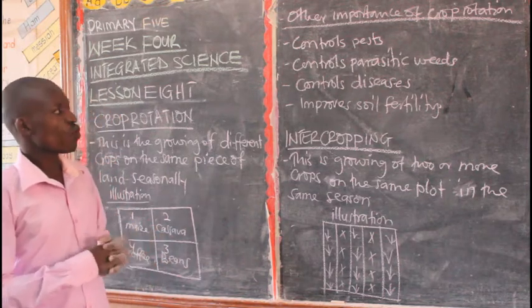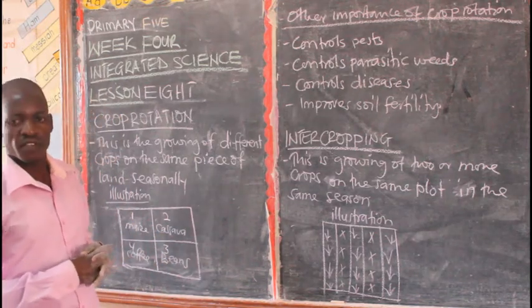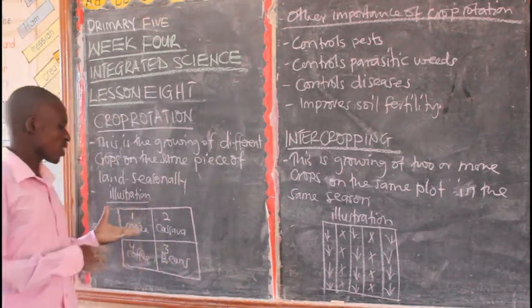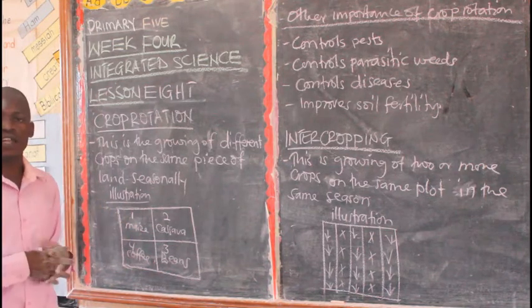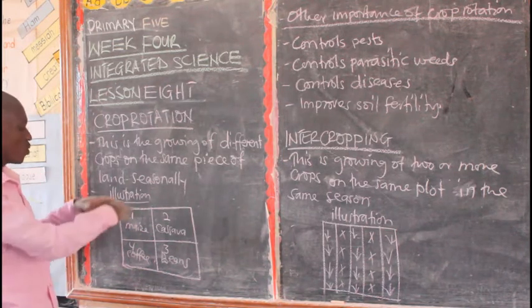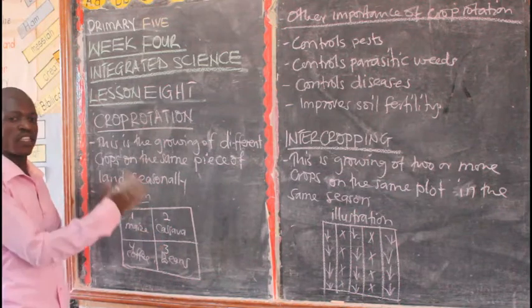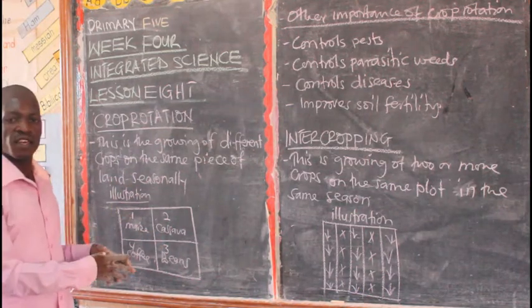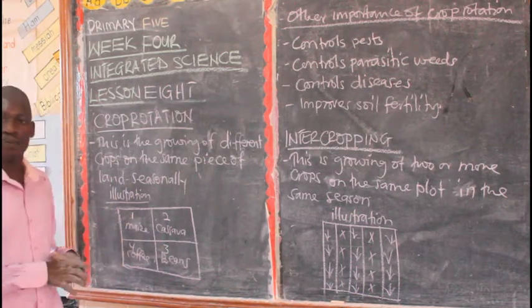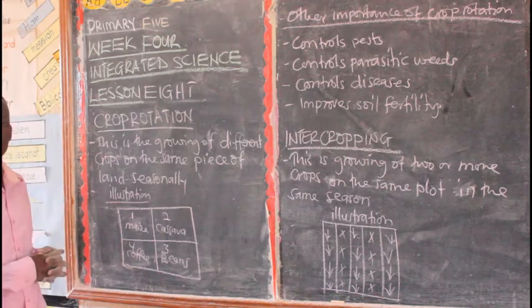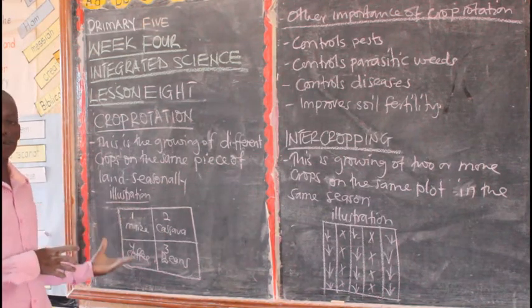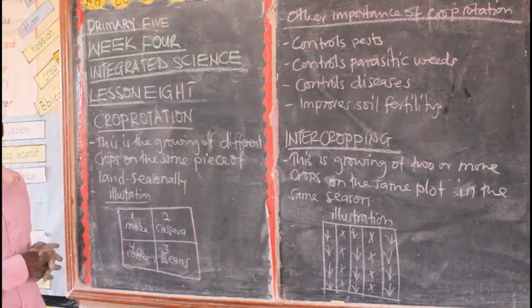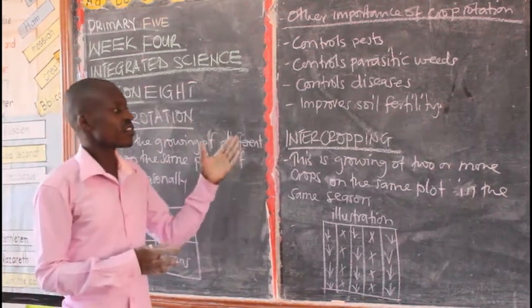They also help to control crop diseases. Some diseases that affect certain crops cannot affect another crop. So you find that you planted your cassava and the cassava has been affected by cassava mosaic. Next time don't bring cassava in the same piece of land. Bring coffee. The cassava mosaic will not affect the coffee. So you are controlling this in such a way.